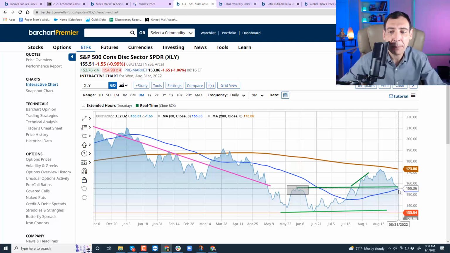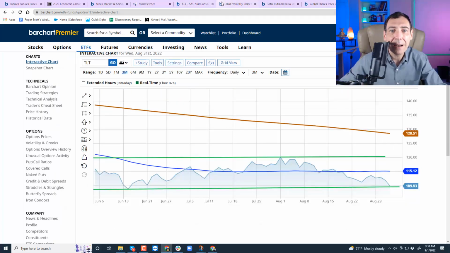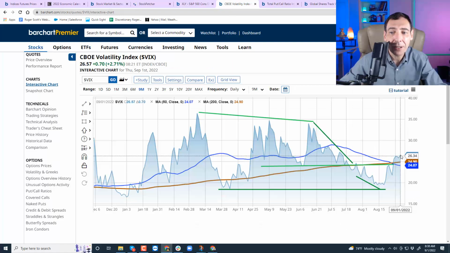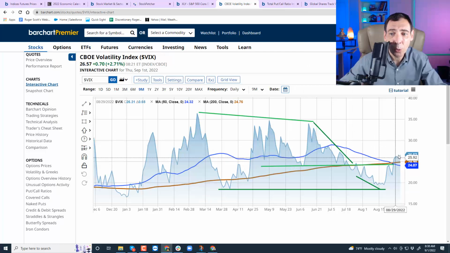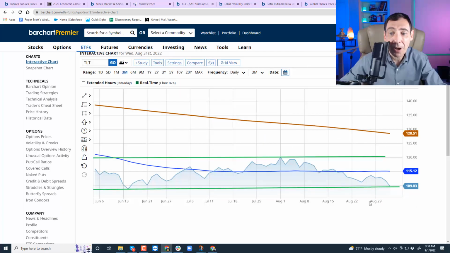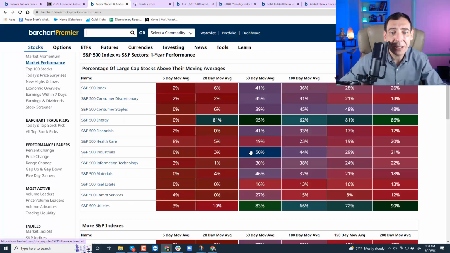Really, really important that you keep your eye on the bond market and keep your eye on volatility. If volatility starts going higher and if the bond market starts breaking down, that means bearish stocks. If volatility starts cooling back down and if bonds start rising again, then we're going to get some relief from these stocks and these numbers are going to start looking greenish again.